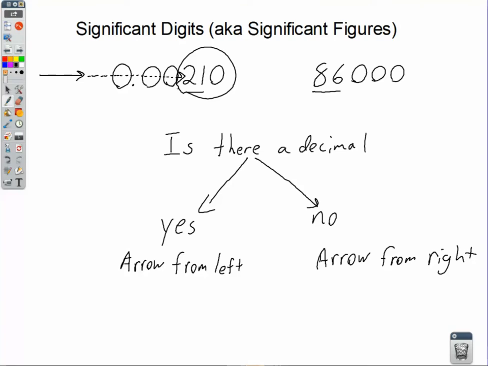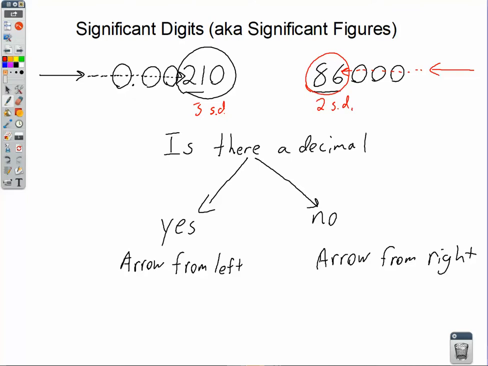If the answer is no, there is no decimal in my number, I'm shooting the same magic arrow, but this time from the right. Again, that magic arrow can pass through zeros, but it sticks in a non-zero digit. So whatever's left over, that's 2 significant digits for that number. So 3 for this one, 3 SD as shorthand, and 2 SD for that one. That's simply what it is. Is there a decimal? If the answer is yes, you shoot the arrow from the left, and if the answer is no, you shoot the arrow from the right.